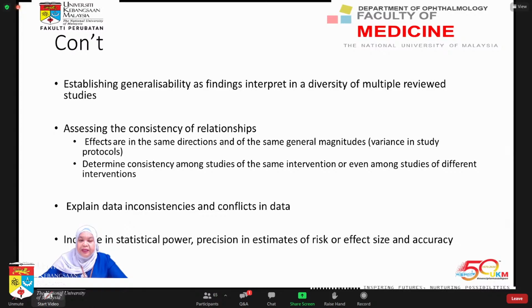And the result of the systematic review can be generalized to all the population, because you're looking at different populations, and you can actually look at whether the relationship between the studies is in the same direction and of the same general magnitude. And if the direction is different, then you can actually explain data inconsistency and conflicts in data. Again, I cannot emphasize enough, it increases the statistical power and precision in estimation of the risk or effect size and accuracy.